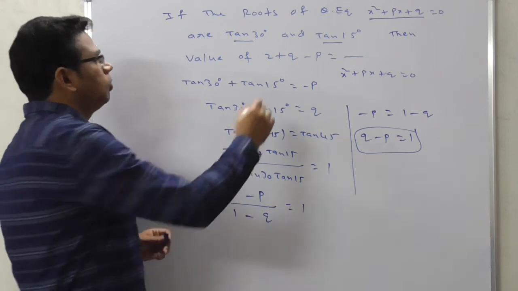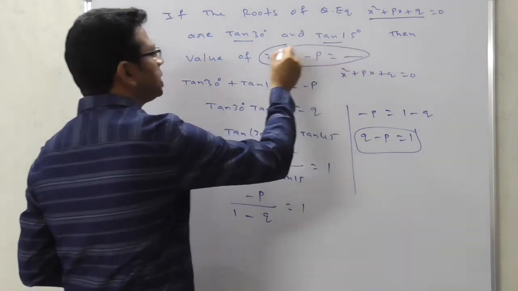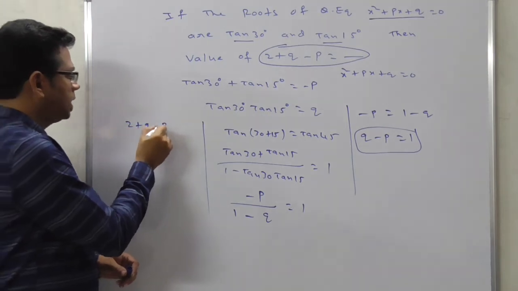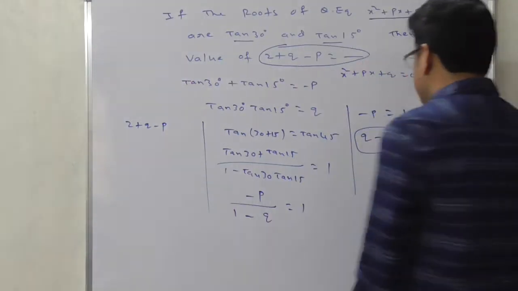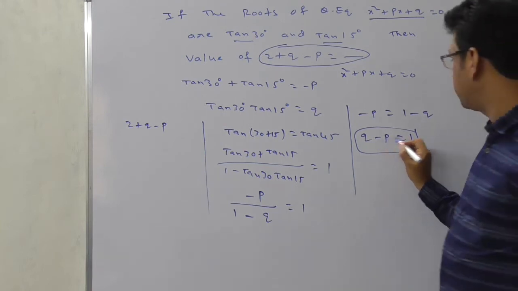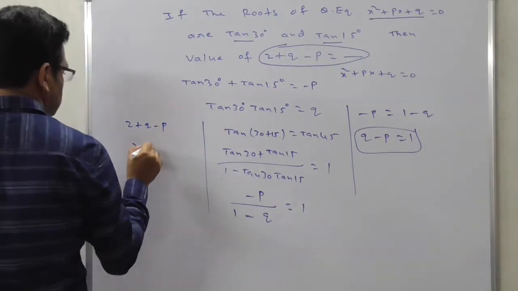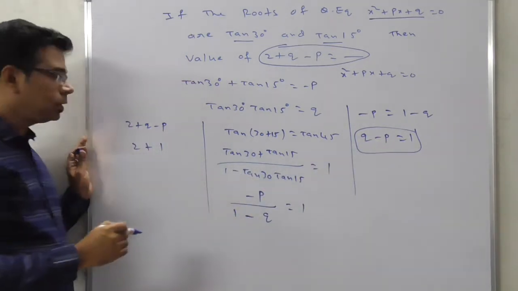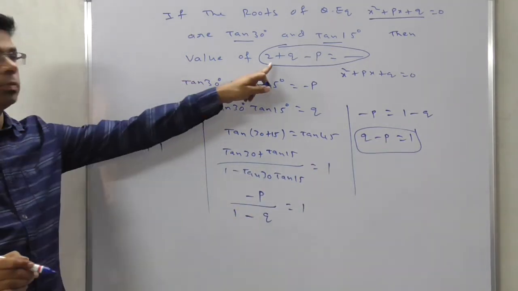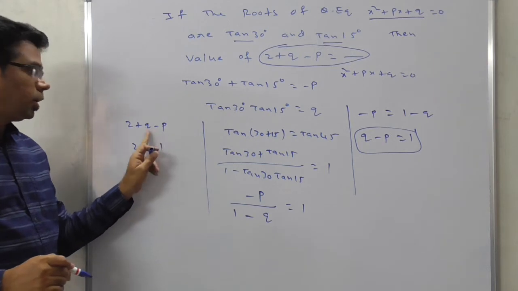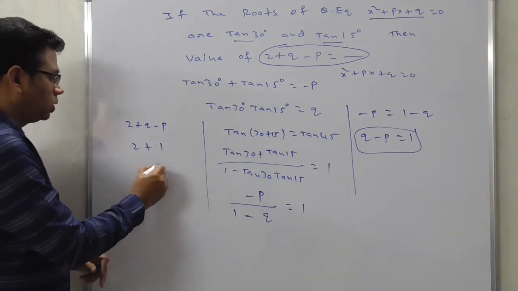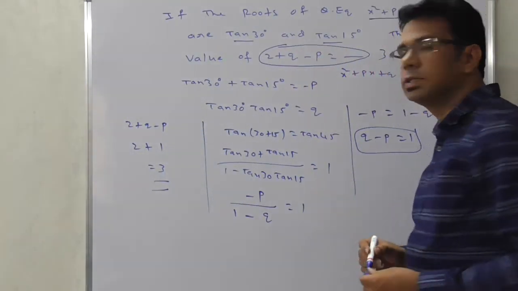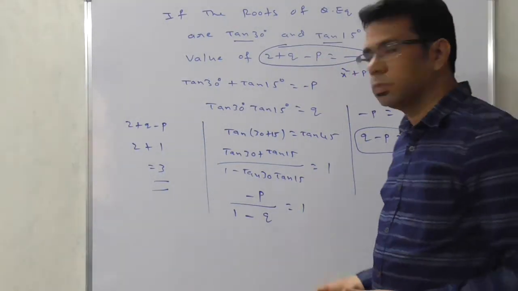Almost finished. Now what is required? 2 plus q minus p. The required one is 2 plus q minus p. What is q minus p here? q minus p is 1. Substitute here: 2 plus 1. Here we have the q minus p value as 1. The required expression is this value from the question. Write simply q minus p is 1, so 2 plus 1 equal to 3. So what is the value of this expression? That is 3. Clear? So very simple.